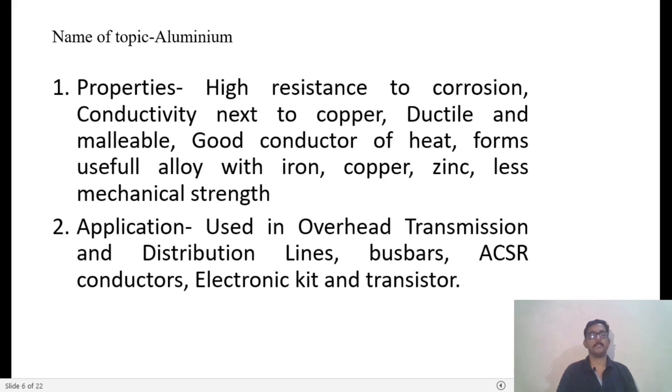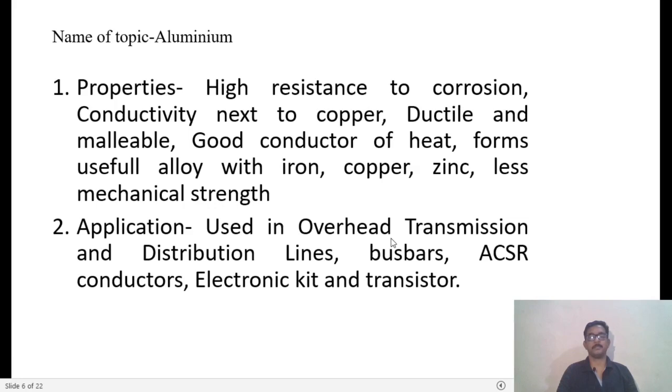The second material is aluminum. Aluminum has high resistance to corrosion. Its conductivity is next to copper, below copper. It is ductile and malleable, a good conductor of heat, and forms useful alloys with iron, copper and zinc, but its drawback is that it has less mechanical strength. The applications are overhead transmission lines and distribution lines, bus bars, ACSR conductor, electronic kits and transistors. Please see very carefully, aluminum has higher resistance to corrosion.